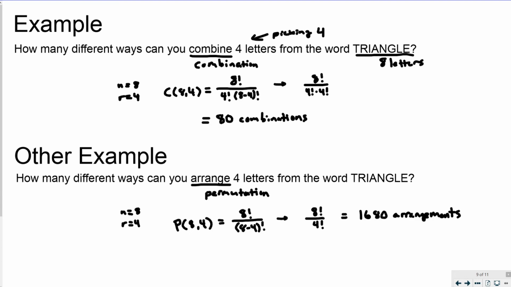So it kind of shows you how restrictive a combination is because the order doesn't matter. So you cancel out a lot of the different arrangements that you would get from all the permutations. So there's a good compare and contrast of when to use combination versus permutation.